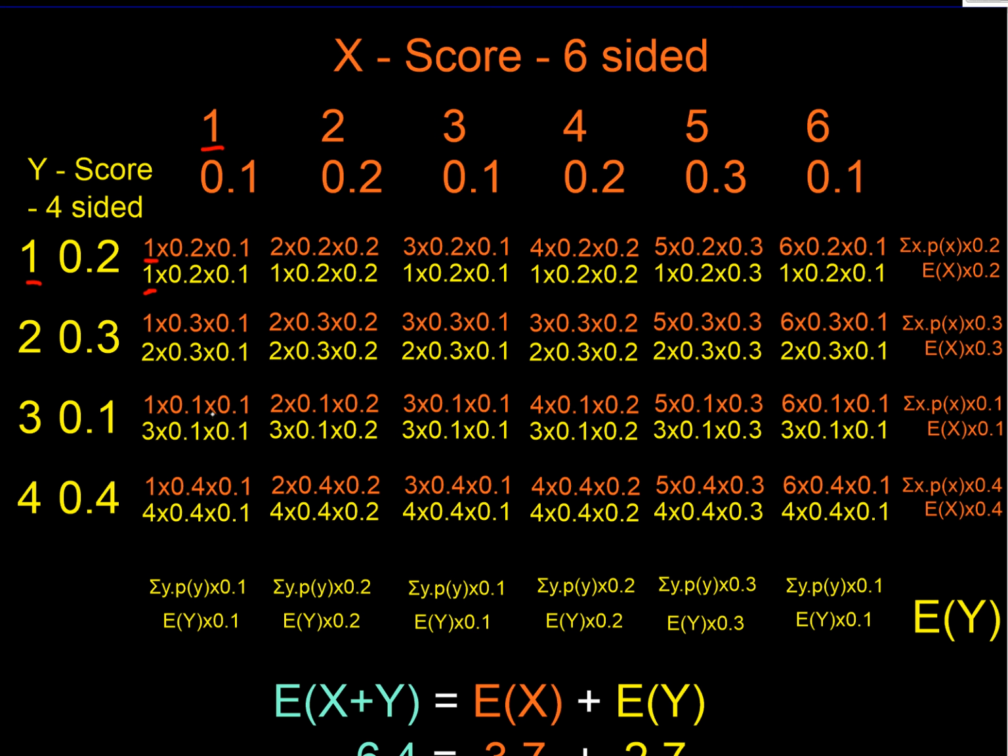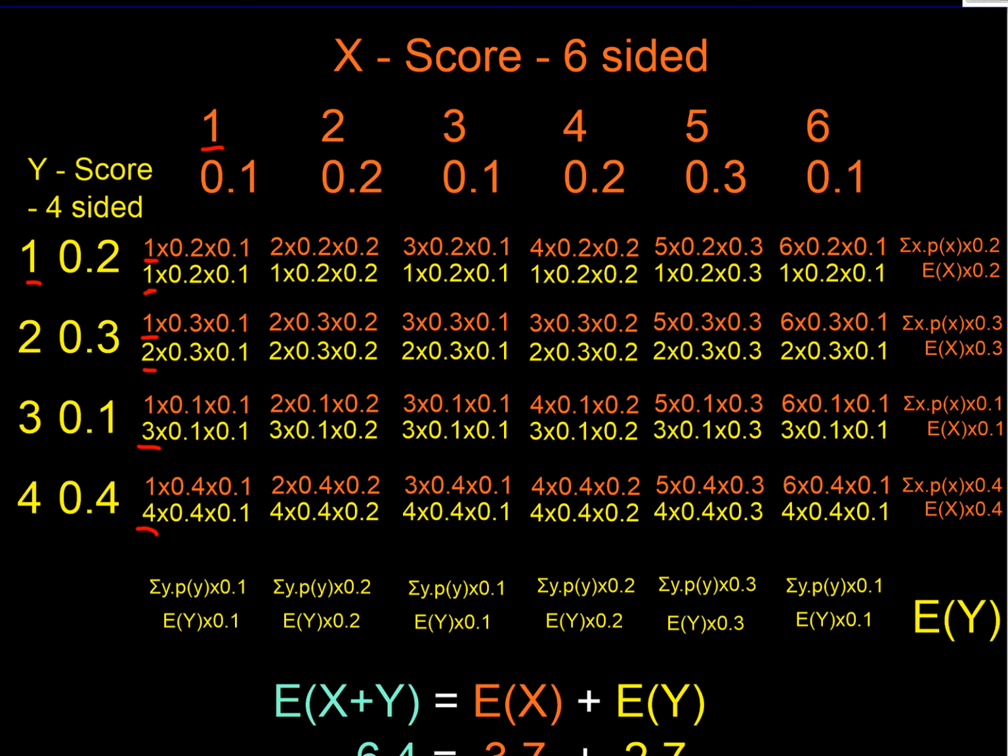We could do that and split up each one of the scores, so going down this column, each of these has got a score of 1 on the six-sided dice, but it's got a different number. Here's 2 on the spinner, here's 3 on the spinner, and here's 4 on the spinner.